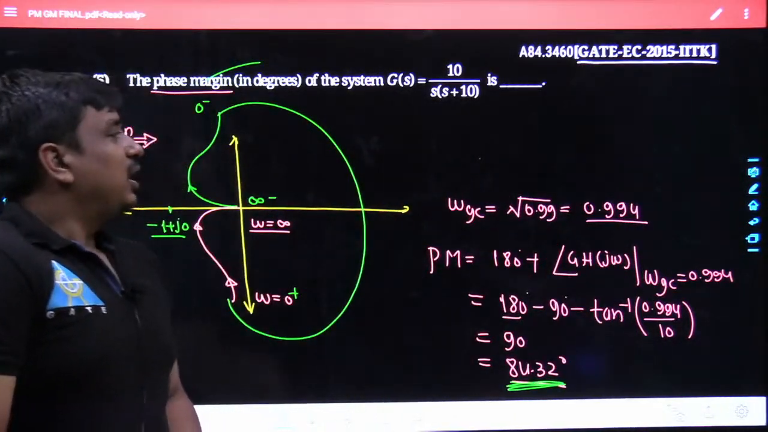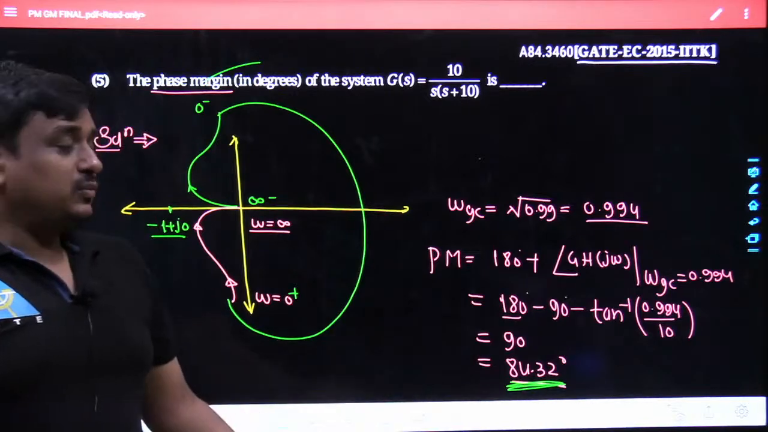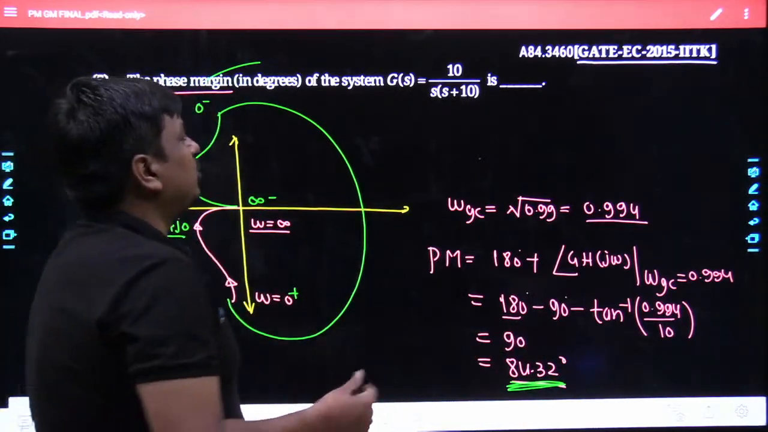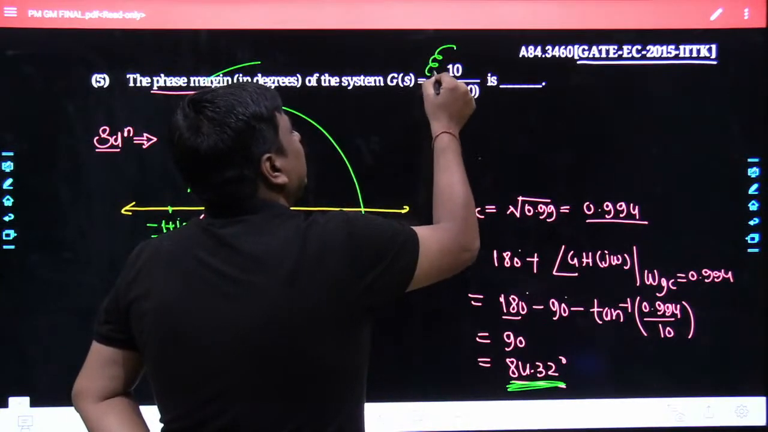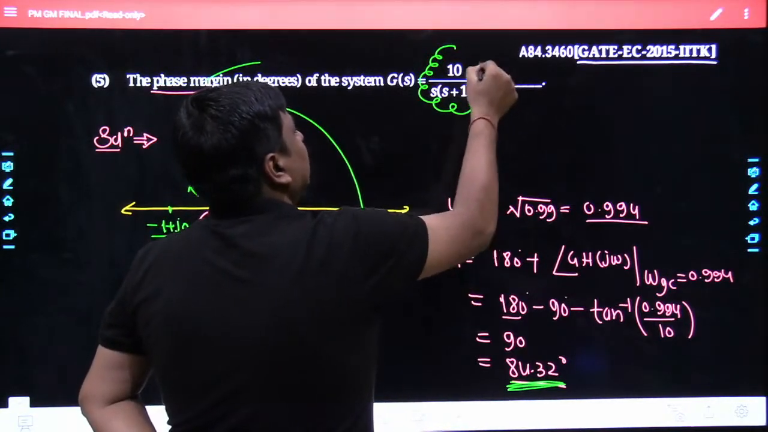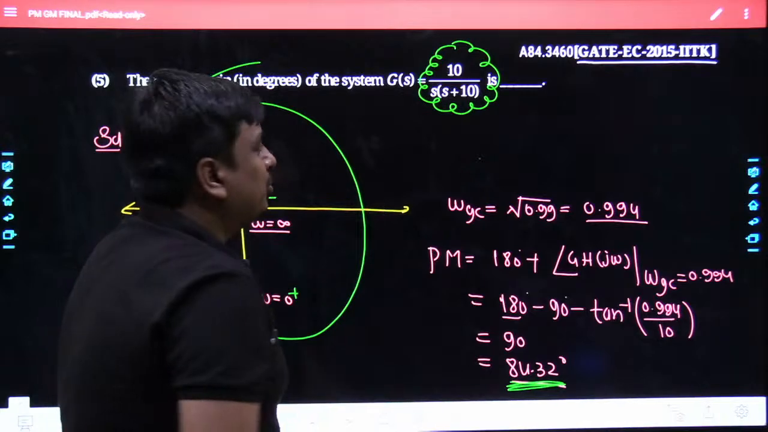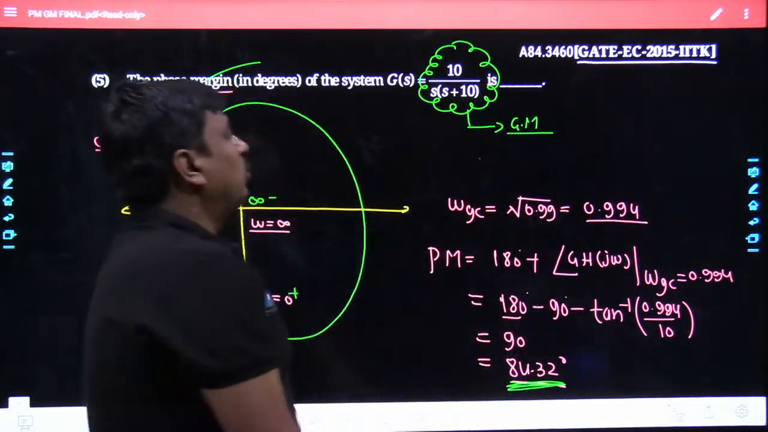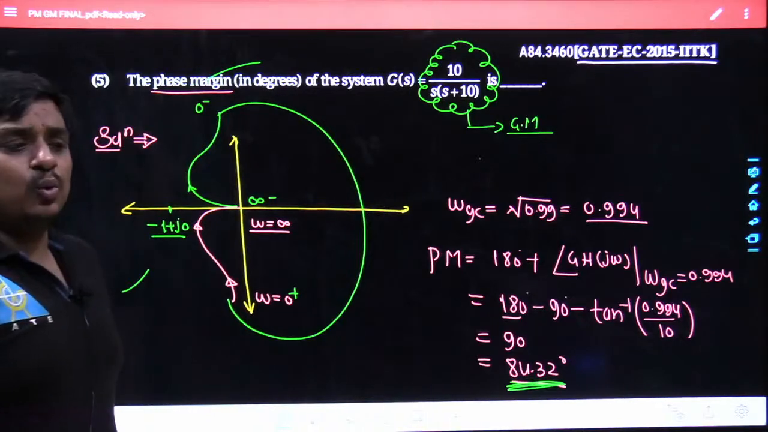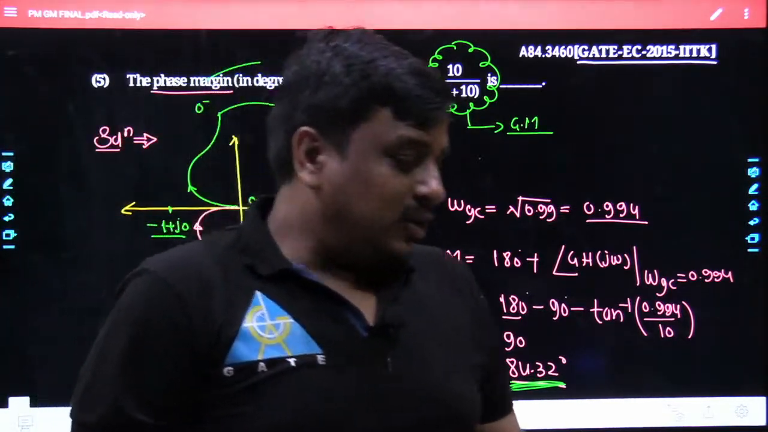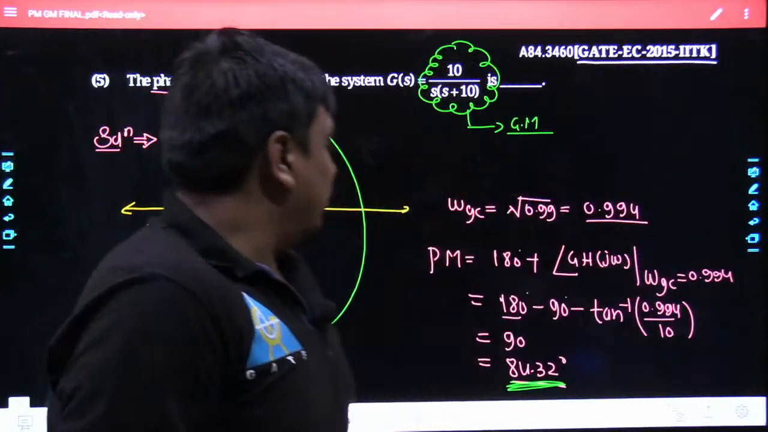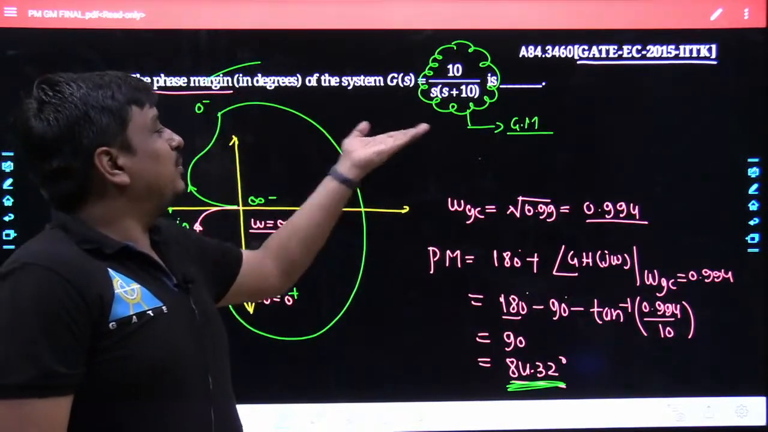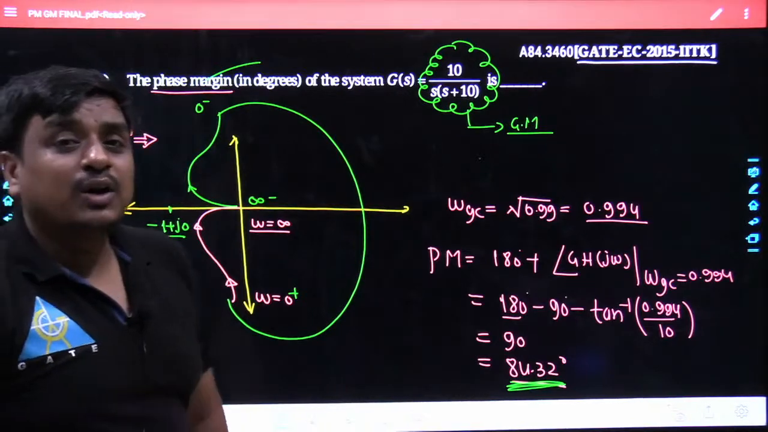Yes. Now I would like to ask one thing. The phase margin was 84.32. If I would like to calculate the gain margin of this given OLTF, may I know what would be the gain margin for this given OLTF? Tell me exactly. I know many times the students would be able to tell me the value of PM, but most of the time they would not be able to tell the value of gain margin. Tell me, what would be the value of gain margin?